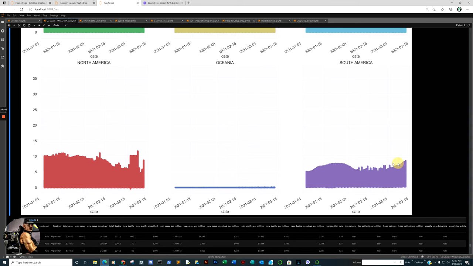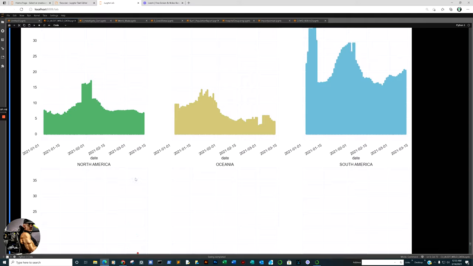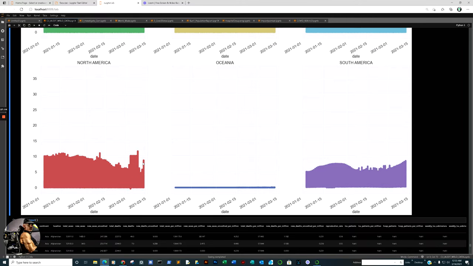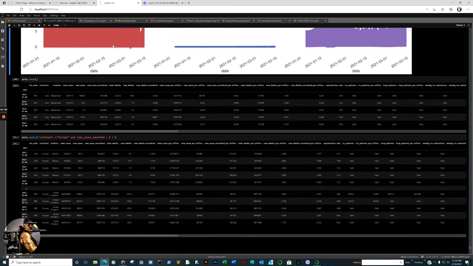And then South America, looking about 9 per million. Actually, it's less than that. Remember, we just looked at the chart. It was at 5 point something, or 4.8 now for the United States. So let's keep on going down. And that's it for that information.